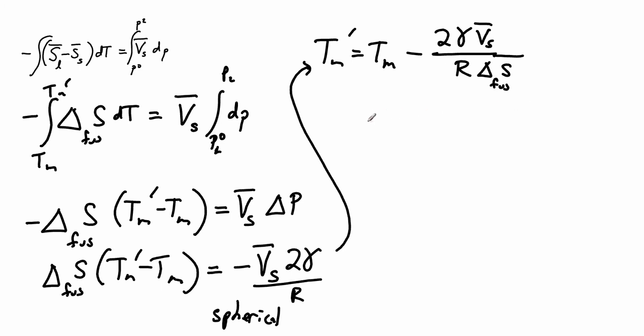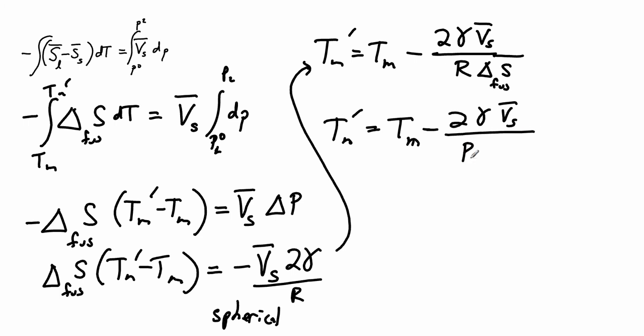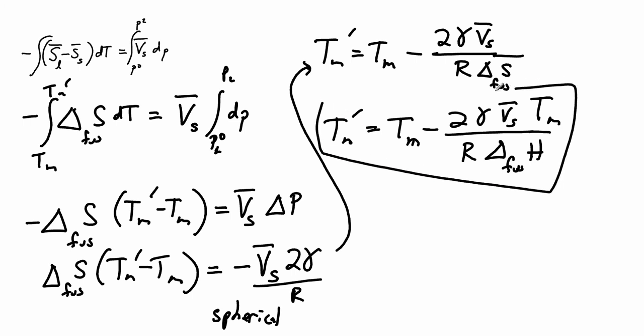And if we wanted to, we could rewrite this in terms of the enthalpy of fusion, just by substituting that. So we can say 2 gamma molar volume of solid, radius of the particles, and just substitute the delta S with delta H of fusion divided by the T. So we have to put in a Tm here as well. And this is our final version of the Gibbs-Thomson equation. And the Gibbs-Thomson equation allows us to see how much supercooling we can get for a given particle size.